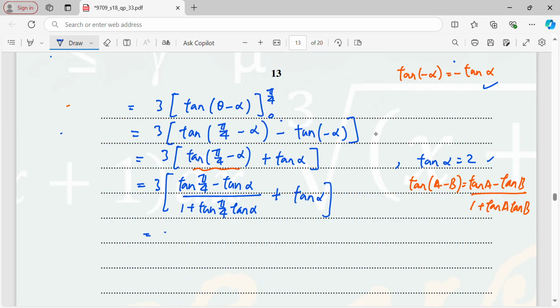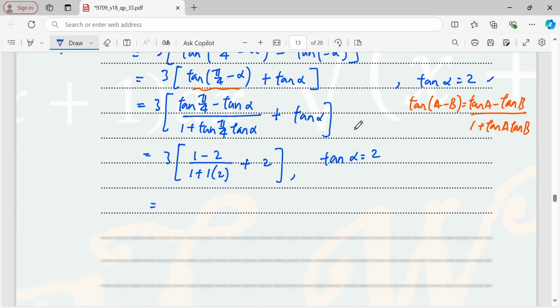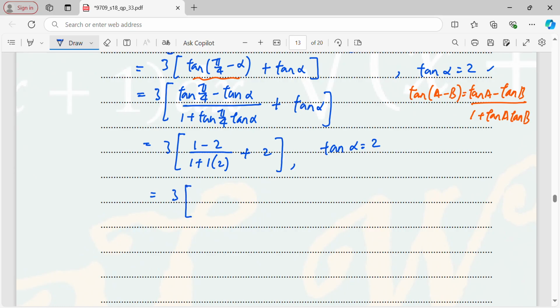Okay, and now I'm going to replace the tangent alpha by 2. So this is going to be 3 times 1 minus 2 over 1 plus tangent pi over 4, which is basically 1, so 1 times 2, then plus 2, whereby the tangent alpha is 2. So from here, I will be getting 3 times 1 minus 2 is minus 1, 1 plus 2 will be 3, then plus 2. So this is going to be 2 minus 1 over 3 is 5 over 3. So at last I'm getting 5. So this is the integration.